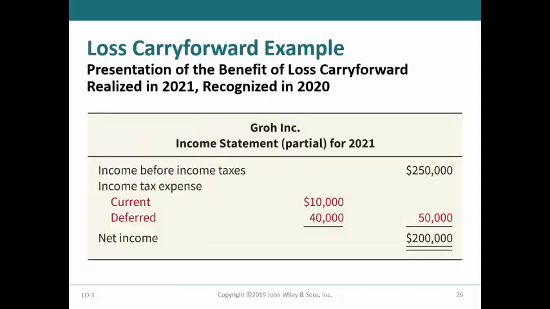On the income statement for 2021, the current portion of the income tax expense would be $10,000 per the tax return, and the deferred portion would be $40,000, which is equal to the deferred tax asset that was utilized completely in 2021. Total income tax expense for 2021 would be $50,000 and net income $200,000.